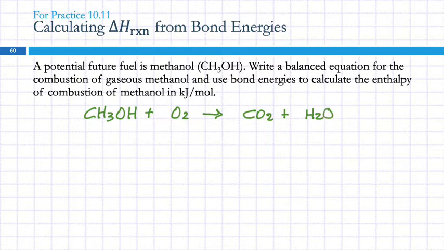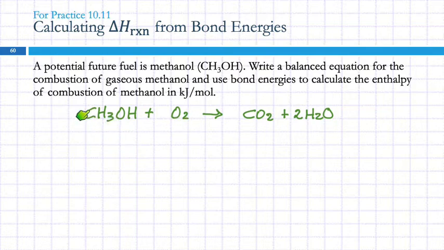Lost my O. Okay, so then we need to balance this. Right? So 1 carbon and 1 carbon. And here we've got 3 oxygens and 3 oxygens, 2 hydrogens and 4 hydrogens. So if I put a 2 over here, now my hydrogens are balanced, but my oxygens are messed up. So now I've got 2 oxygens and 2 oxygens, and then over here I have 2 plus 1 is 3.